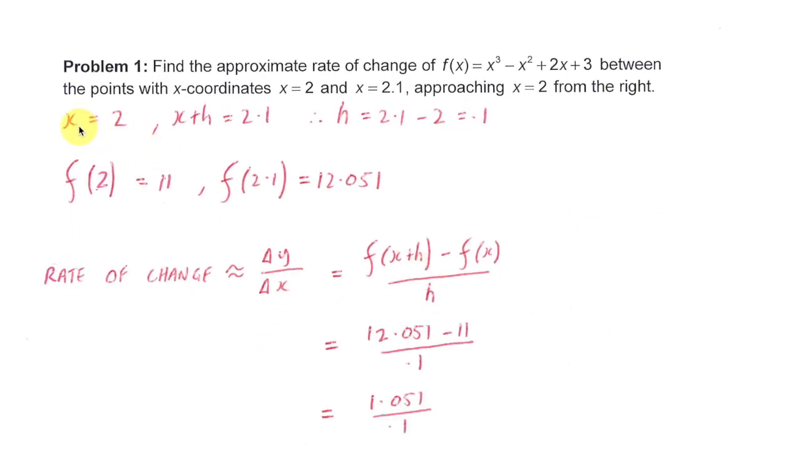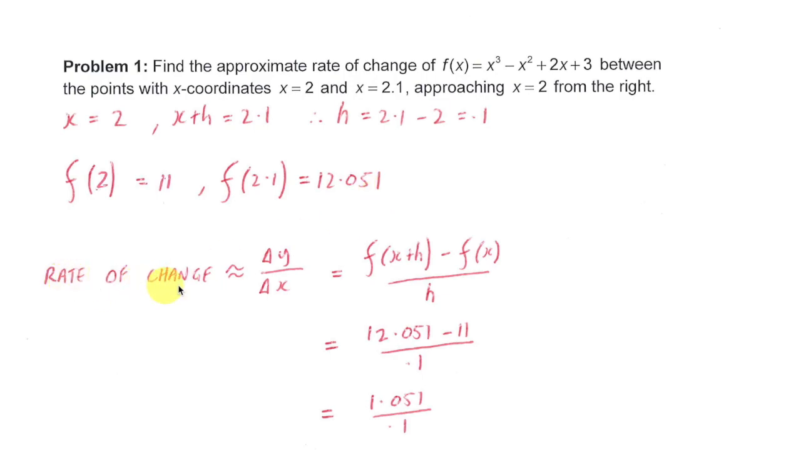So x equals 2, the x plus h, the point to the right hand side of it, is 2.1, so that means the difference between the two, the horizontal distance, is 0.1. I now evaluate what f of 2 is, so I sub 2 into the function to get 11. I sub 2.1 into the function to get 12.051.